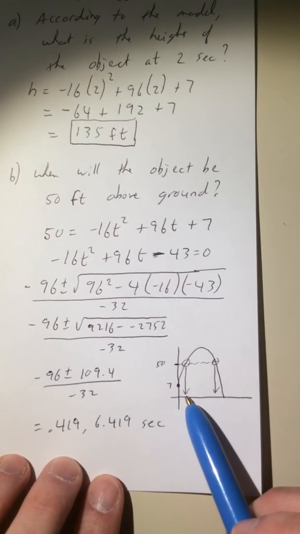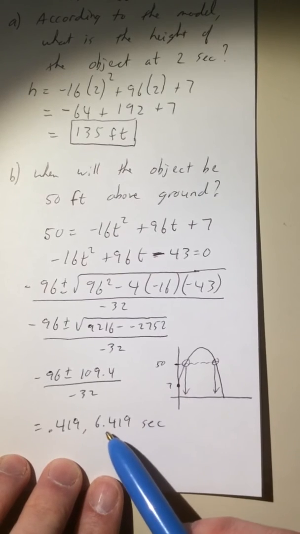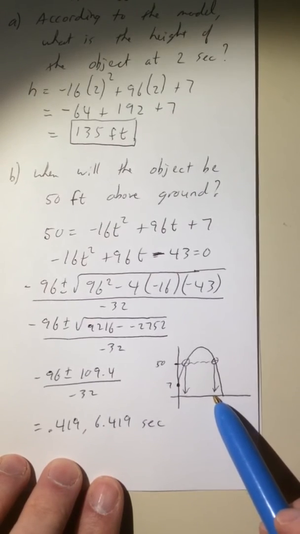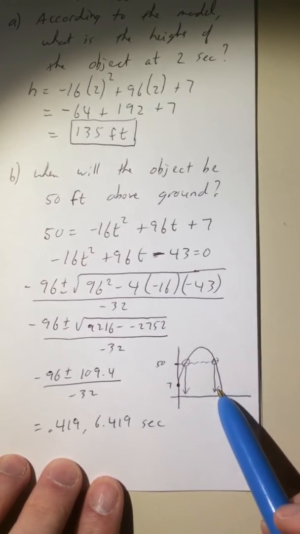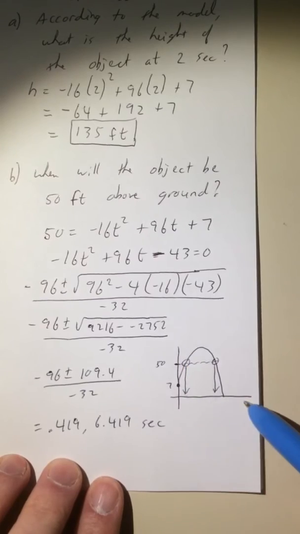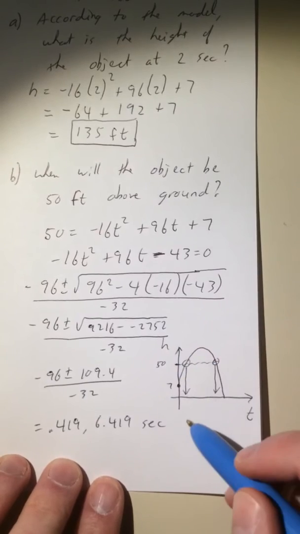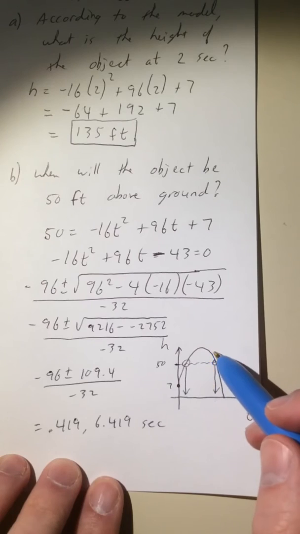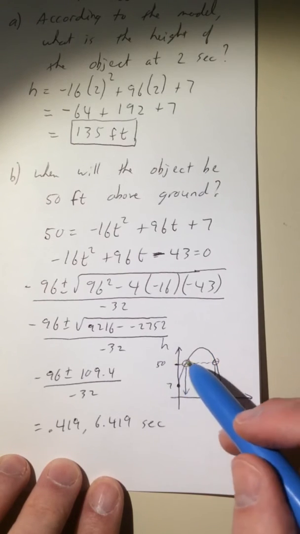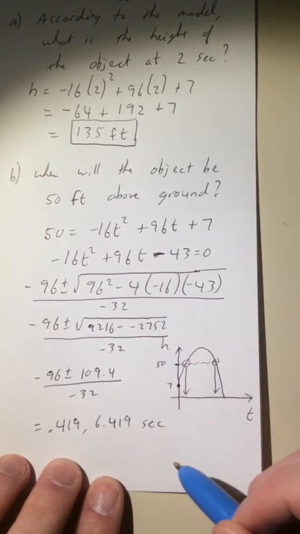And so we can see that this is where the first time is going to be, which is at 0.419 seconds, right there. And we have 6.419 seconds right there. So these are our 2 times that the ball or object is going to be 50 feet in the air. So again, I just drew this. Here's my T right here, and here's my H. And we have 7 feet on the height. So we start at 7, we go up, and we come back down. And when is it going to be 50 feet? It's going to be 50 feet at these 2 times right here. 0.419 and 6.419.